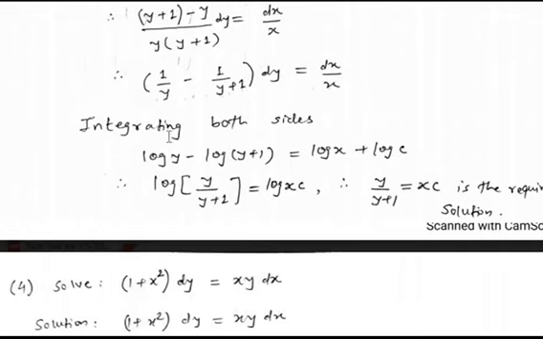Now applying the properties of logarithm, logarithm of y minus logarithm of y plus 1 will become logarithm of y over y plus 1, and log x plus log c will become log xc. So overall the solution is y over y plus 1 equals to xc, right?